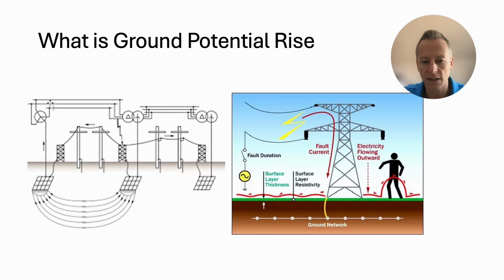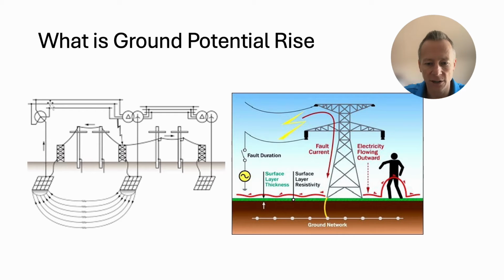All right, this slide, what is ground potential rise? So ground potential rise happens when fault current goes into the earth through the grid. So you can see here you have fault current coming down maybe a tower, maybe it faults to the steel in the substation. Anytime fault current goes into the earth, there is a ground potential rise.